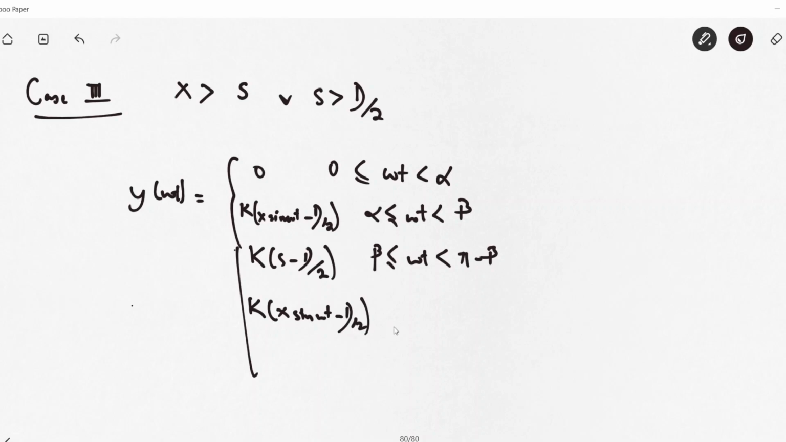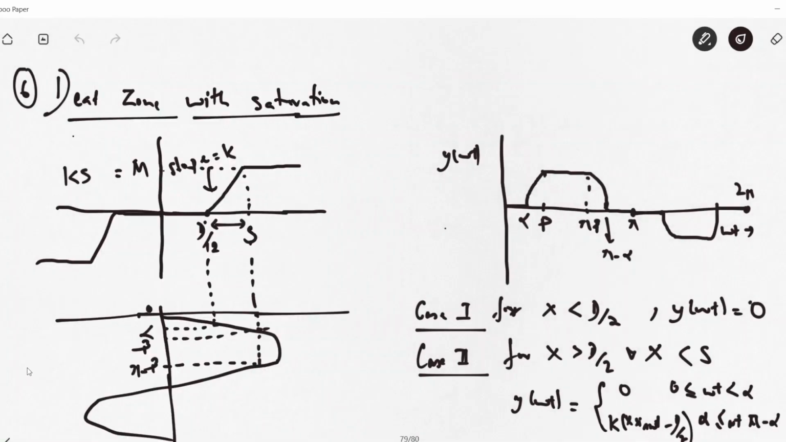and if we complete this, this is again kx sine omega t minus d by 2 from pi minus beta to omega t to pi minus alpha, and again equal to 0 from pi minus alpha from omega t up to pi. So this is our curve that we have obtained. This is our sinusoidal waveform that is saturated, and that is actually a blank period from the start.